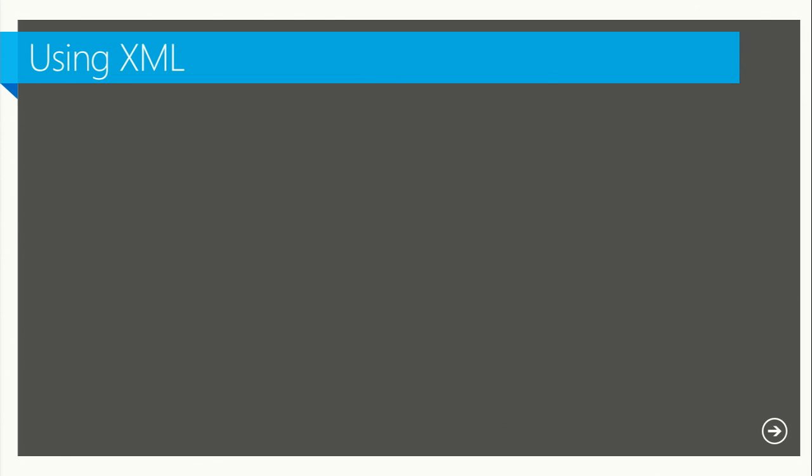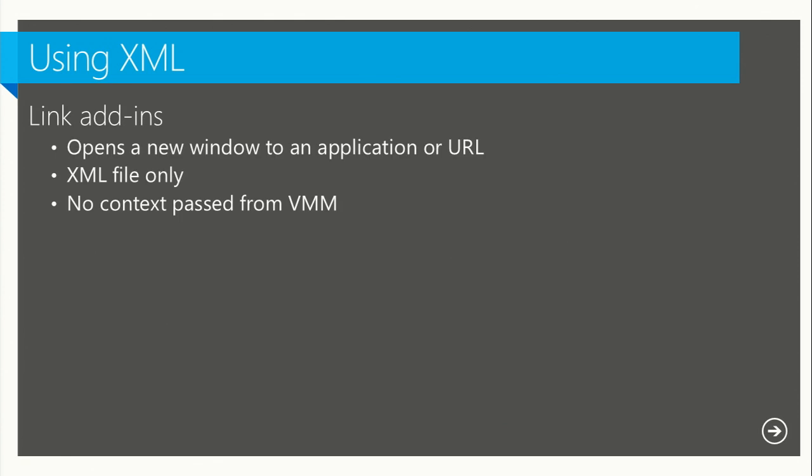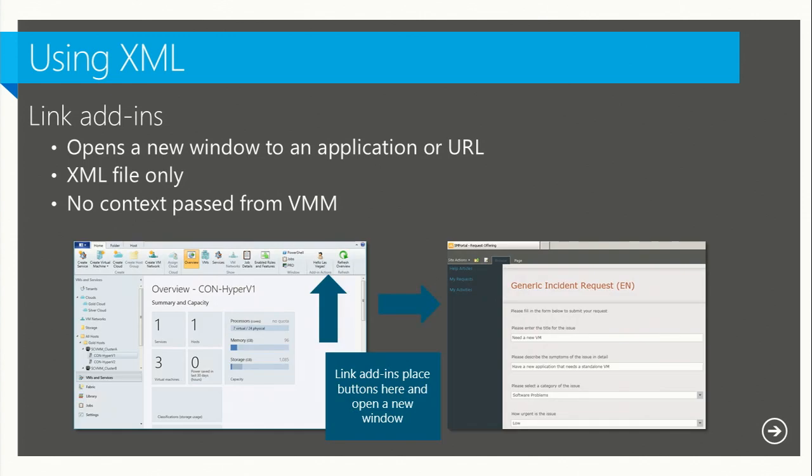So using XML, the style of add-in is essentially like a bookmark, right? It's a linked add-in. It opens a new window. You can open that window to an application or URL. It's simple to write because it's just an XML file. There's no code or anything like that. The caveat here is there's no context passed from VMM. It's a static link, and it always does the same thing.